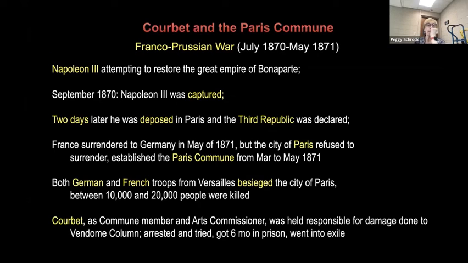in Paris. The problem is, because he's captured, France ends up surrendering to Germany, but Paris refuses to surrender. France surrenders, Paris won't. And so you've got German troops surrounding Paris and French troops surrounding Paris, trying to get the Parisians to surrender. Instead, the socialists all get together and say, let's set up a socialist government just for the city of Paris, and they call it the Paris Commune. The Paris Commune lasts from March to May of 1871, and they're completely besieged and surrounded.